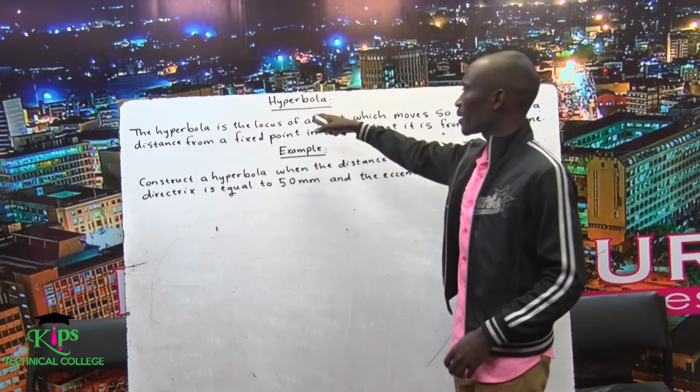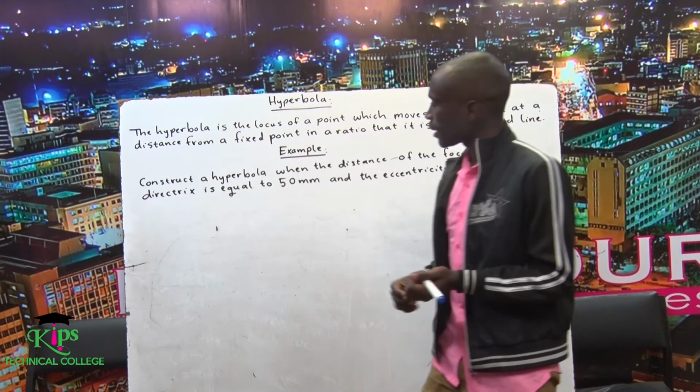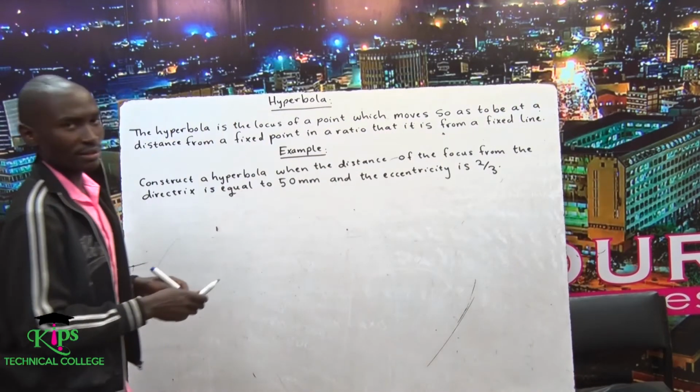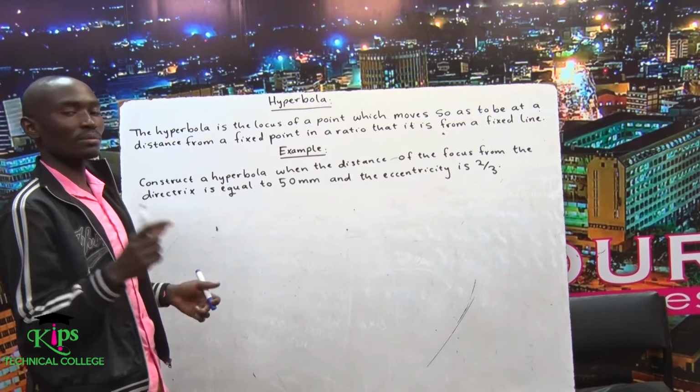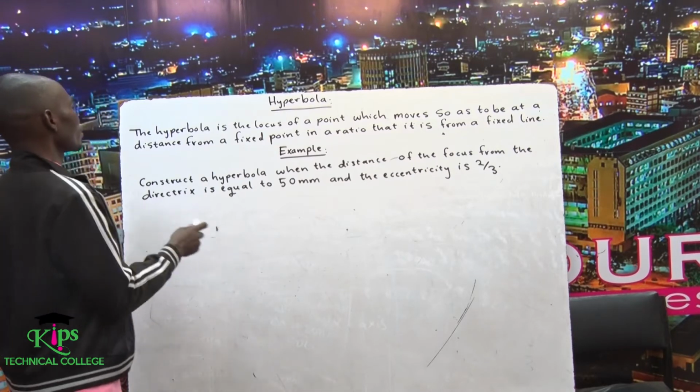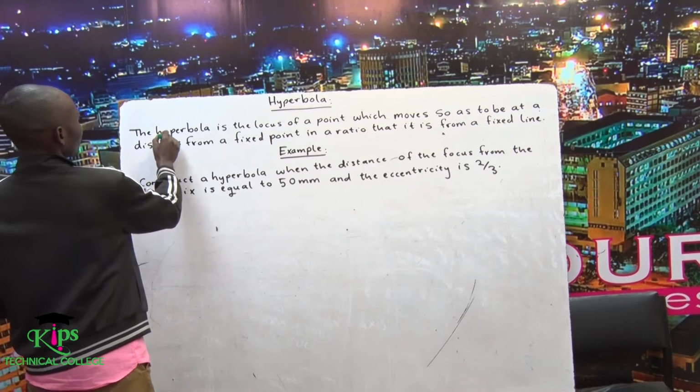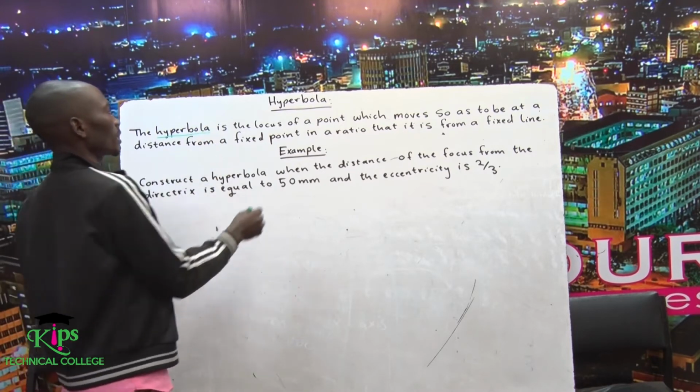Today we are going to learn about the hyperbola, and the hyperbola is a little bit similar to the parabola, only that in this case you will be given some ratios. So a hyperbola, it is the locus of a point.